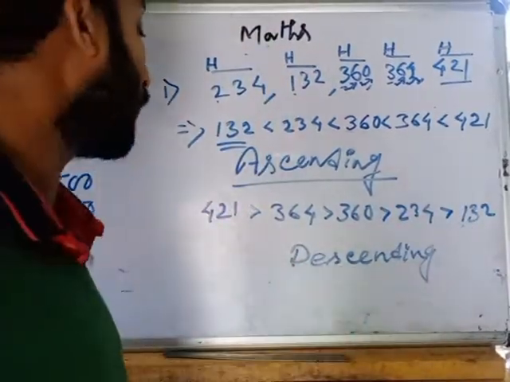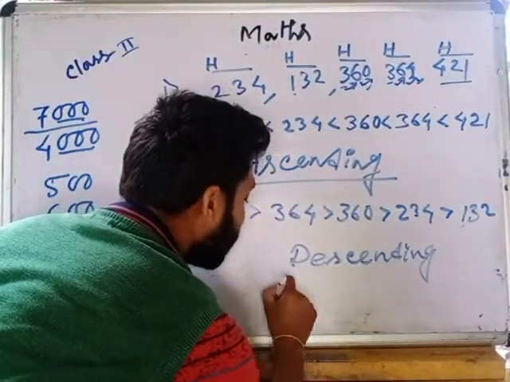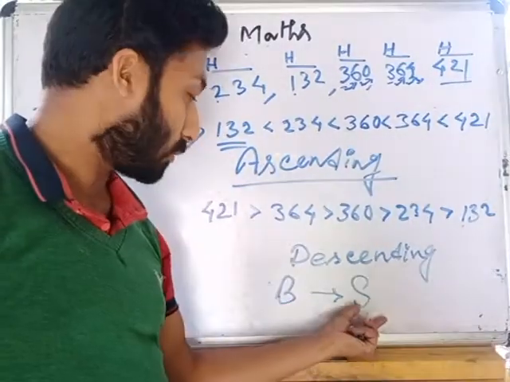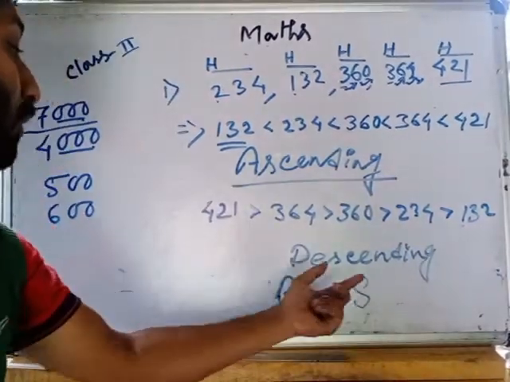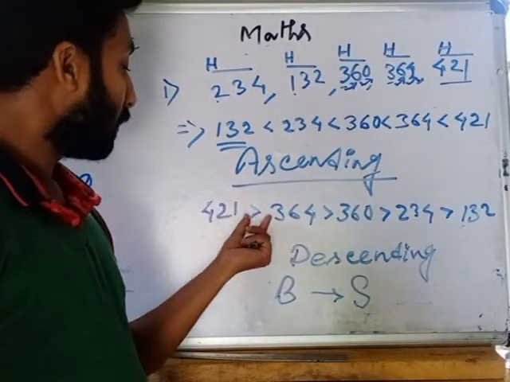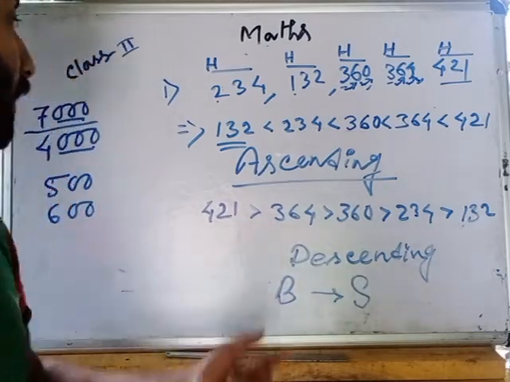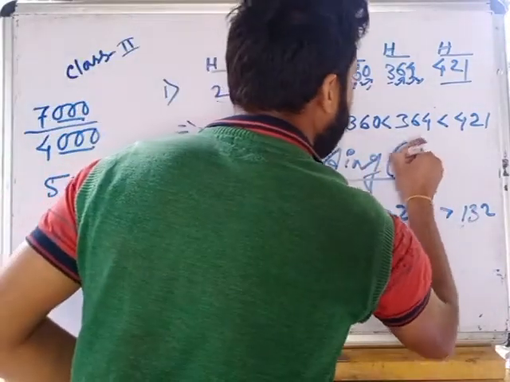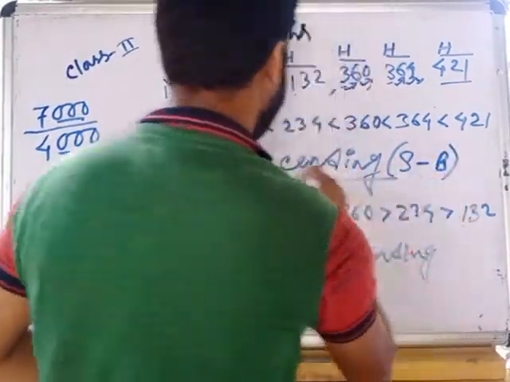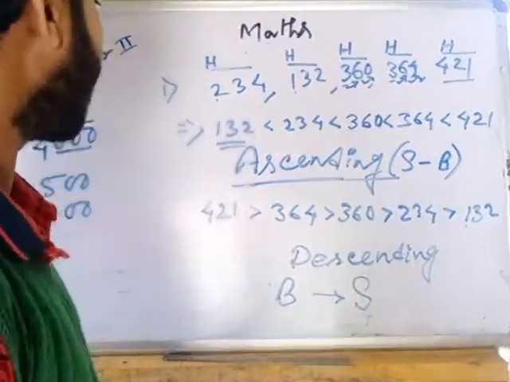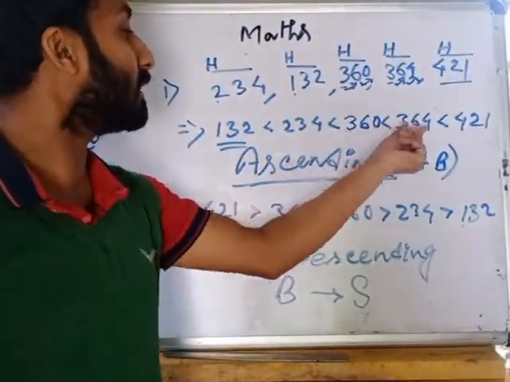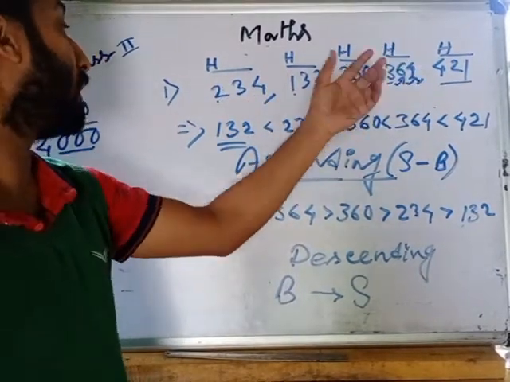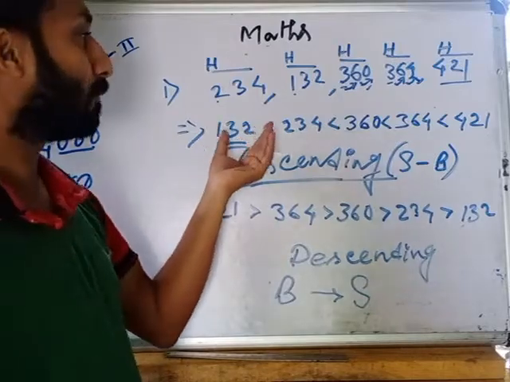When it is descending order, that means it is biggest to smallest. B for biggest, S for smallest. Biggest to smallest, on that time we should write the greater than sign. When it is ascending order, that means smallest to biggest. On that time we should write the less than sign, and we should find out which number is the smallest. We should write it first.